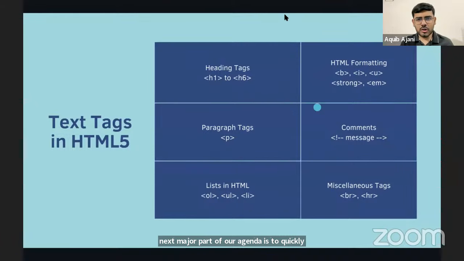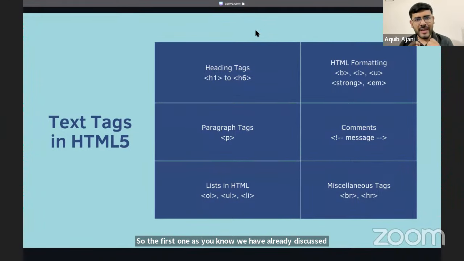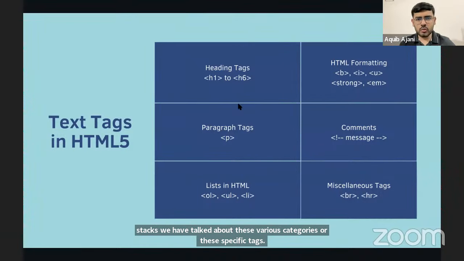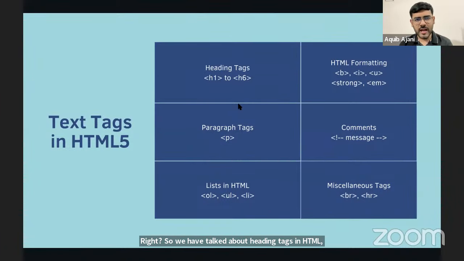So far, we have already talked about two things in HTML. The first one, as we discussed in the previous session, is text tags. And within text tags, we have talked about these various categories or specific tags, right? So we have talked about heading tags in HTML, which is H1 to H6. Can you quickly tell me in the chat which is the largest heading in HTML out of H1 through H6? Which of these is the biggest or the largest? Perfect. H1. Great. H1 is the largest heading that we have in HTML.